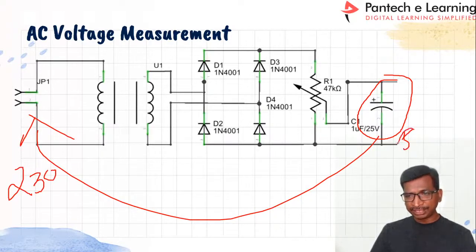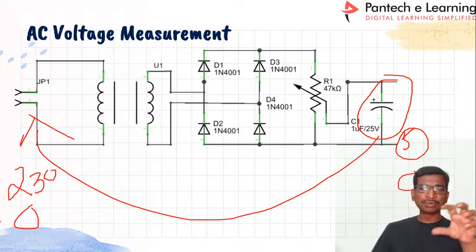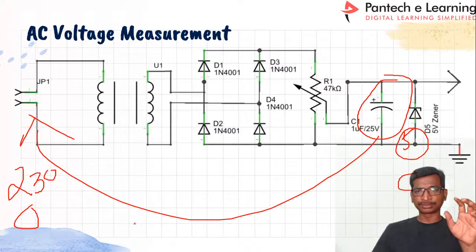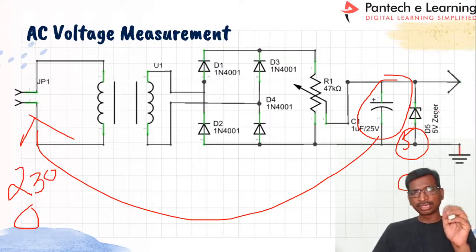So here the 5 denotes the 230 voltage, right? If 5 volts is available here, then 230 volts is available at the primary part. If 0 volts is available, then the voltage here will be 0. Like that you can equate the voltage and connect it to the microcontroller. After that, you have to connect a 5 volt Zener diode as a protection circuit, and then connect to the microcontroller.